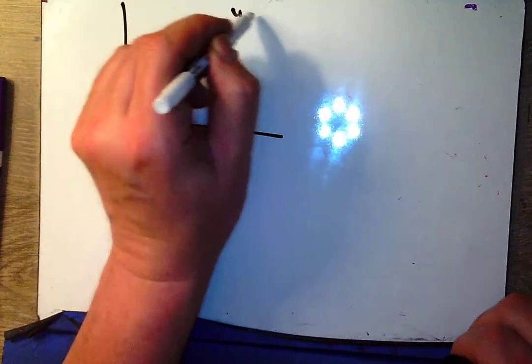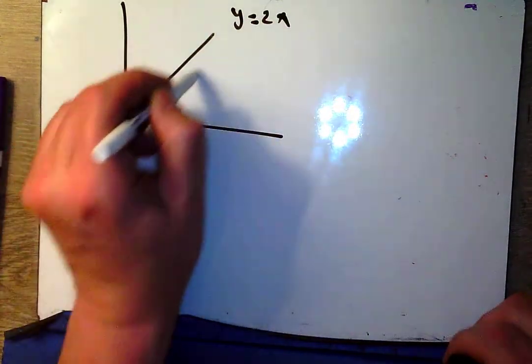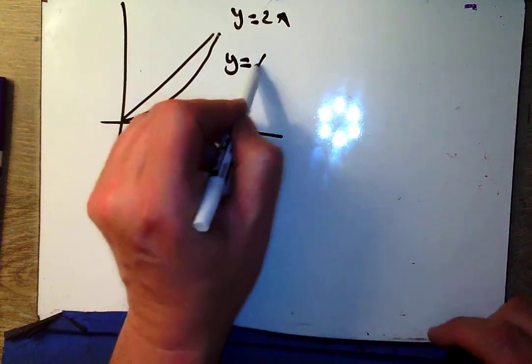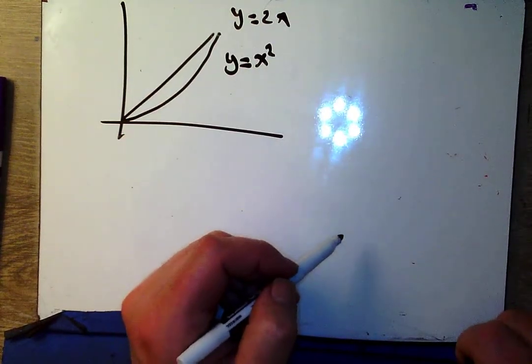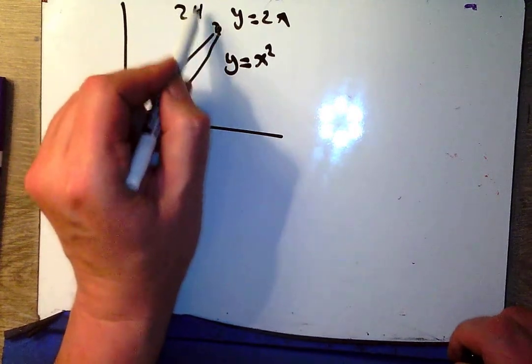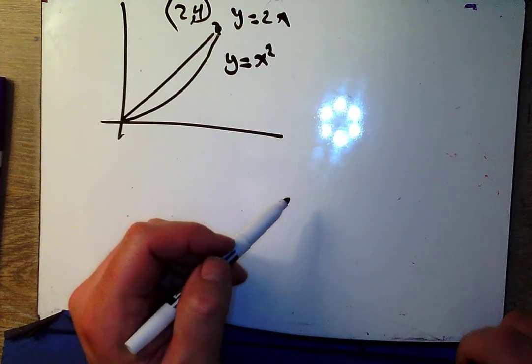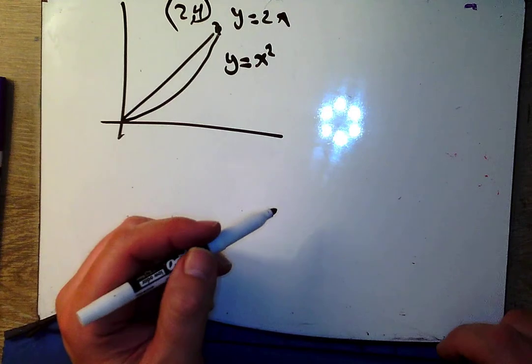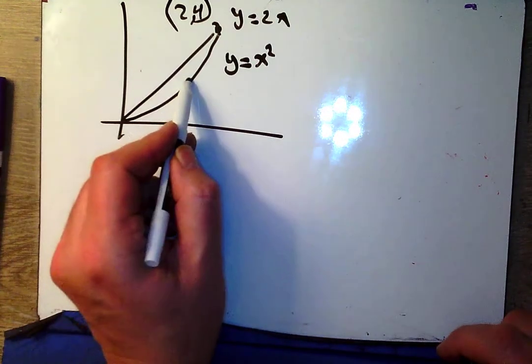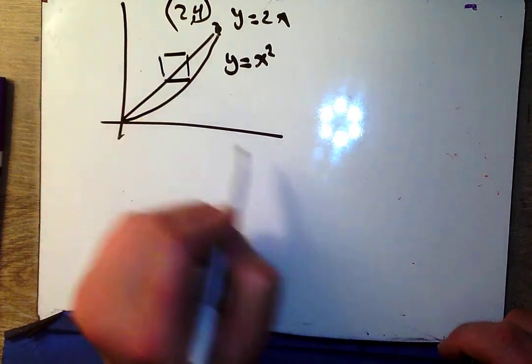And the third part here, part C, we've got this, y equals 2x, and this, y equals x squared. And remember that this point was 2, 4. Okay, and what are we supposed to do here? Cross sections perpendicular to the y-axis are squares.